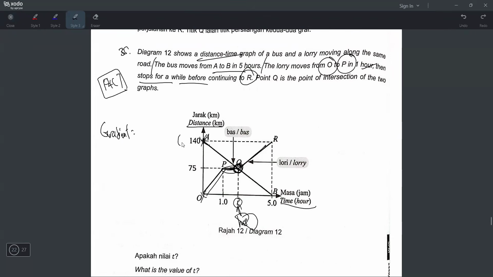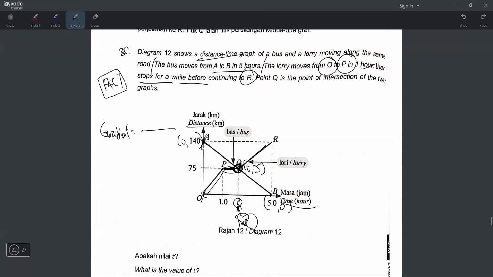So we have one coordinate here, 0, 140, and the other point I will use is the 5, 0. Actually you can use this point also, but why can't we is because we don't have the x coordinate. The x coordinate is t, the y coordinate is 75. So we use these two coordinates to find the gradient first, and then we take Q and B, find the gradient again, equal to the gradient answer. I'll just show you now.